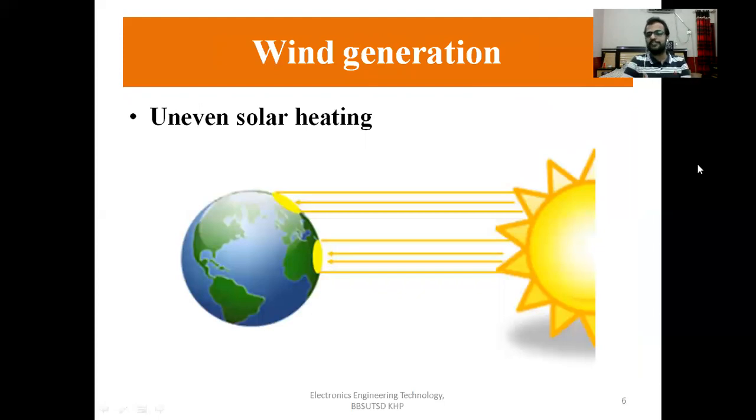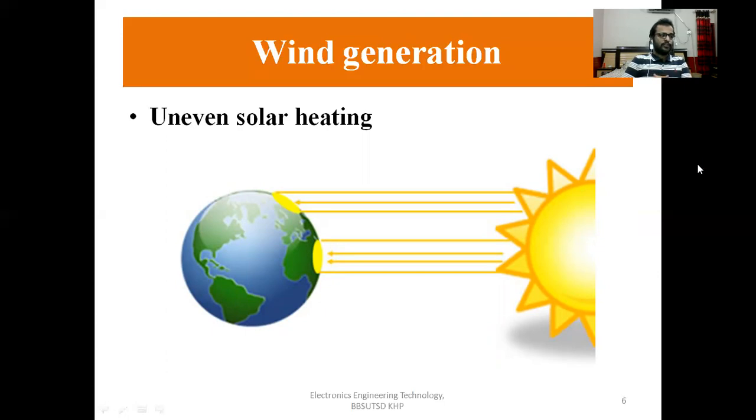So now, wind generation. What does it mean, how does wind generate? First of all, the main reason for wind generation is uneven solar heating. Wind results from the movement of air due to atmospheric pressure gradients. Atmospheric pressure gradient means the change in pressure. So wind flows from regions of higher pressure to regions of lower pressure.